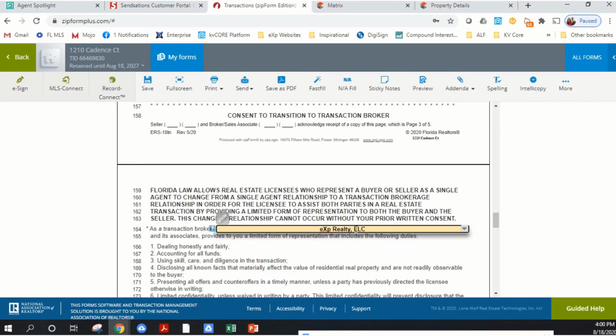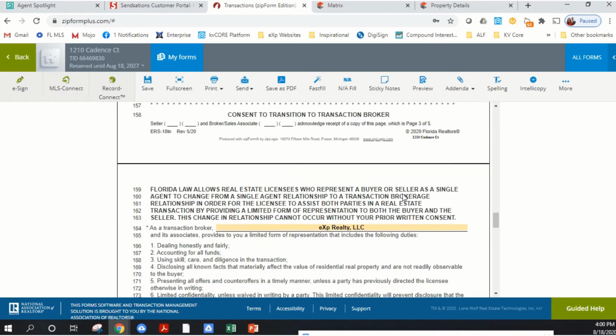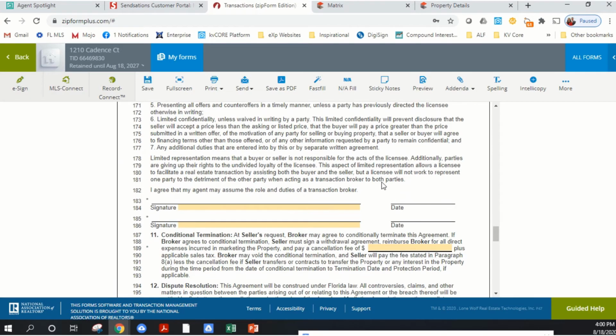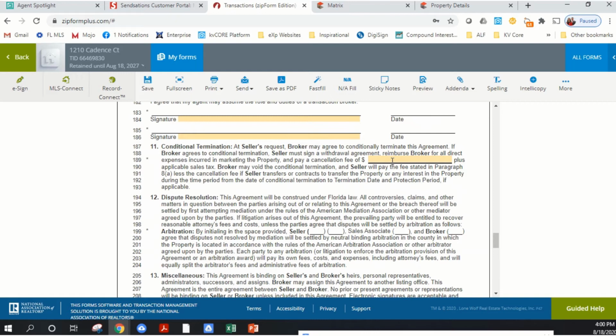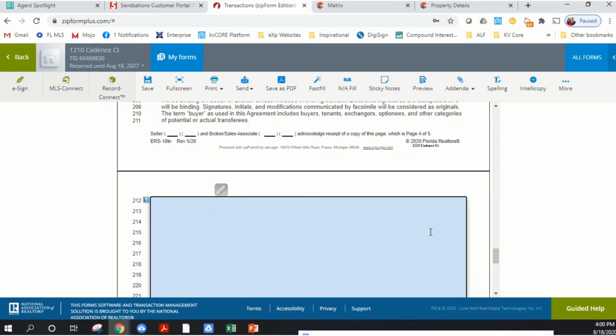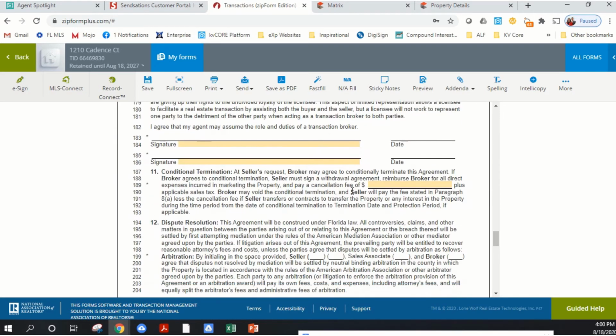If you want to learn more about that, I don't know, look in your realtor handbook, I guess. So your sellers have to sign right there. This is conditional termination. So this says, I never put anything here, and it gives me an opportunity to talk about it.